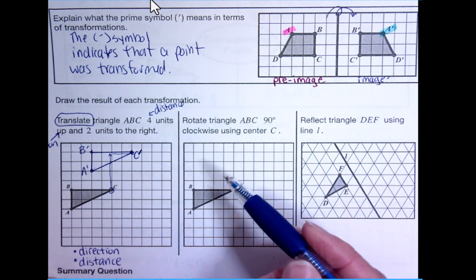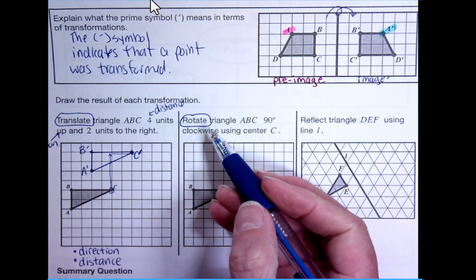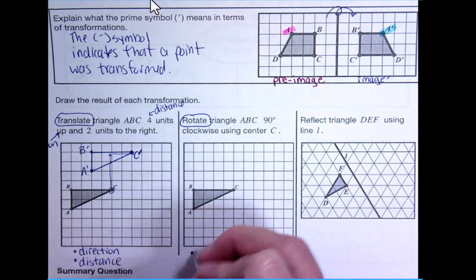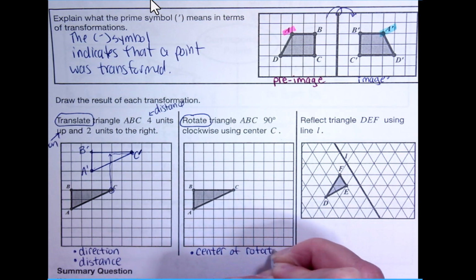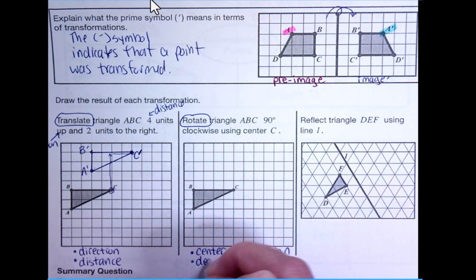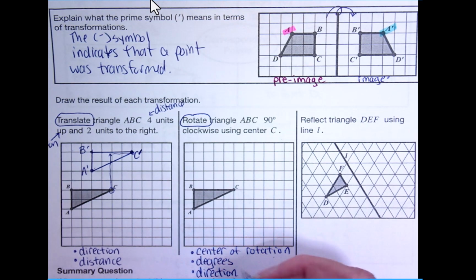Let's talk about how we describe rotations. In order to describe a rotation, I really need 3 pieces of information. I need to know that pivot point, the center of rotation. I need to know how many degrees I'm rotating, and I've got a trick for that if you have transparent paper. And I need to know what direction we're going, clockwise or counterclockwise. Just draw a little arrow so you know what I mean by direction.